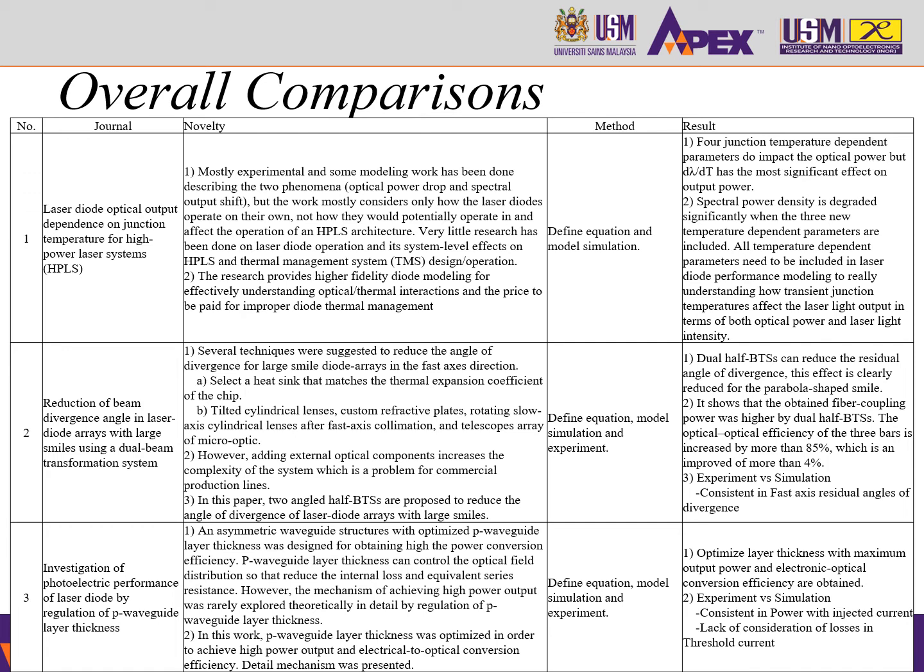The method used in this journal is they define the equations from theoretical analysis and simulate the model, to study the interaction between the 4 diode parameters and the system output performance. The result is that all 4 junction temperature dependent parameters do impact the optical power, but we observe that the center wavelength has the most significant effect on the output power. When we go to case 3, we see the spectral power density degrades significantly when we add on another 3 diode parameters.